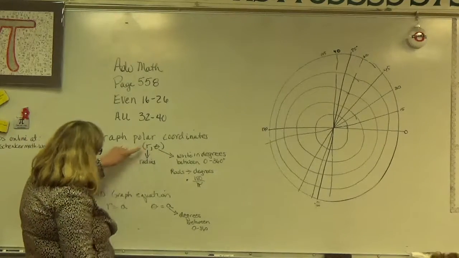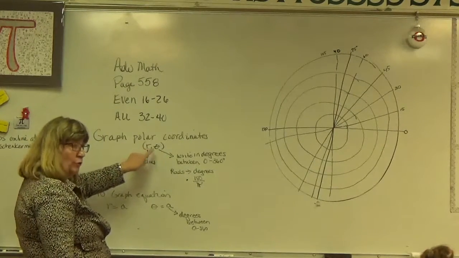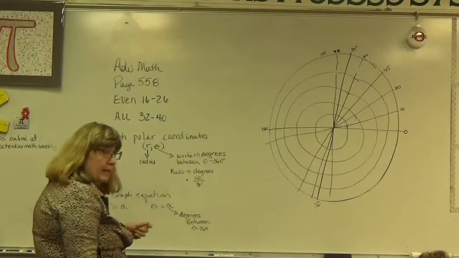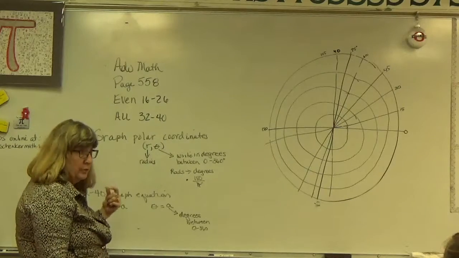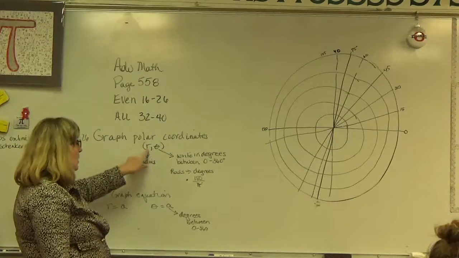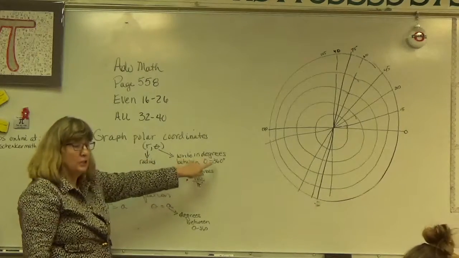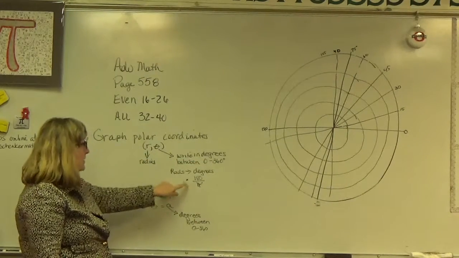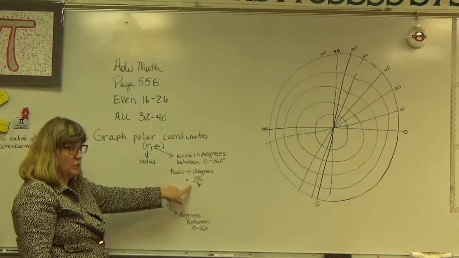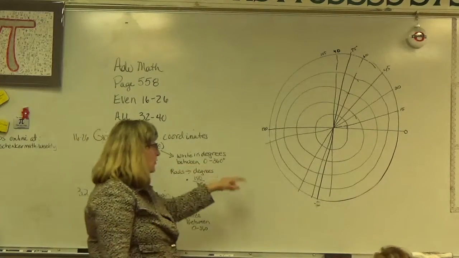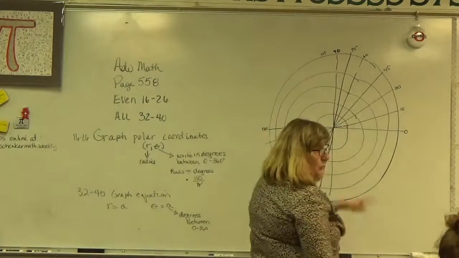Now, a polar coordinate is always written in polar form, which we're going to learn how to change to rectangular form too, but not right yet. We're just going to learn how to graph polar coordinates. To graph polar coordinates, it's r comma theta. Theta stands for the angle, and it needs to be written in degrees. So if it's in radians, here's a reminder. How do you change from radians to degrees? You multiply by 180 over pi. You want it between 0 and 360 because our graph is between 0 and 360.